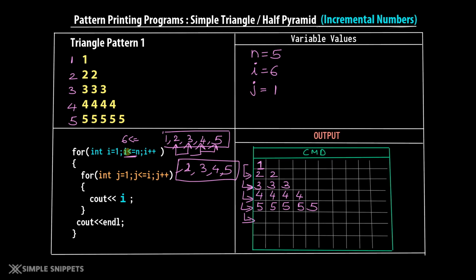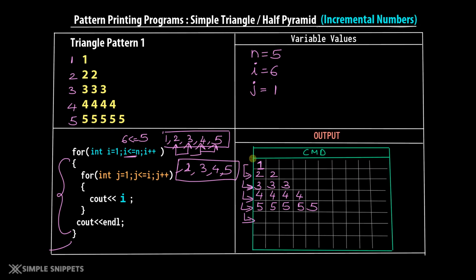i has become 6. Is 6 less than or equal to n? What is the value of n? n is a fixed value 5, which is the number of rows that we want to print. Now is 6 less than or equal to 5? No. So this is where the outer for loop condition has become false. So now you will not go inside this for loop and you will come outside the for loop.